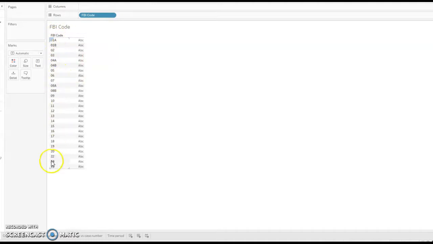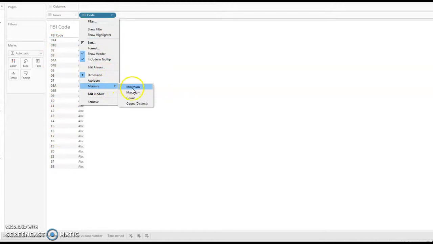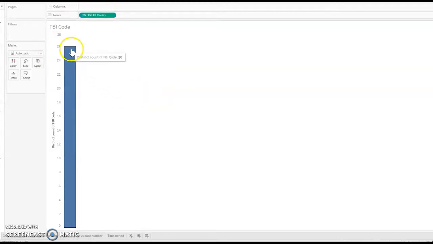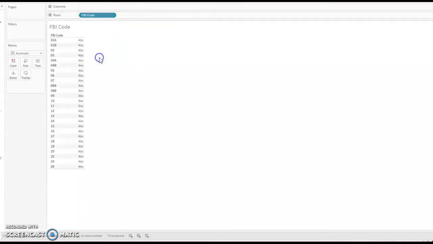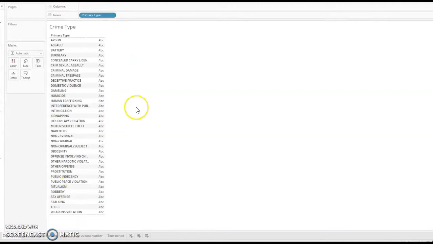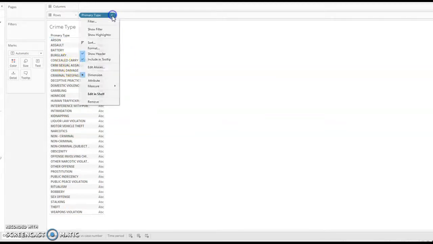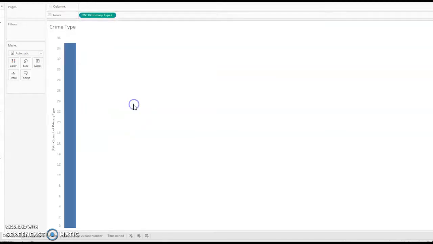So these are the API codes that we have, and there are 26 distinct API codes here. And you can see these are the primary types of crimes, like arson, assault, battery, burglary, concealed carry license weapon, etc. And we can also see that there are 35 distinct types of crimes.